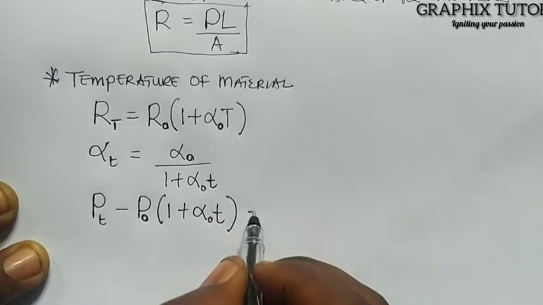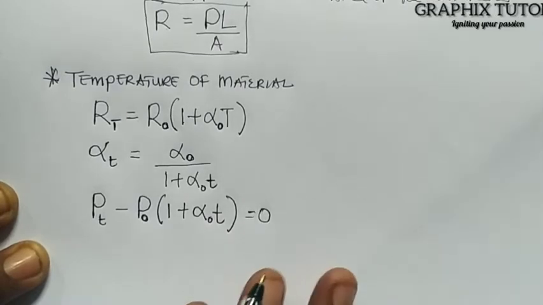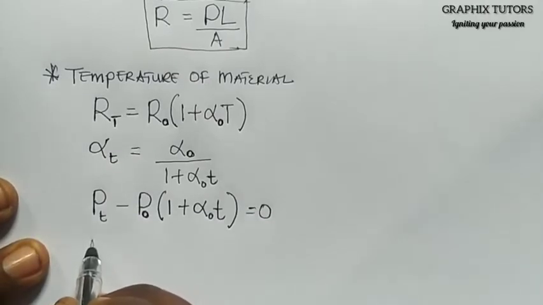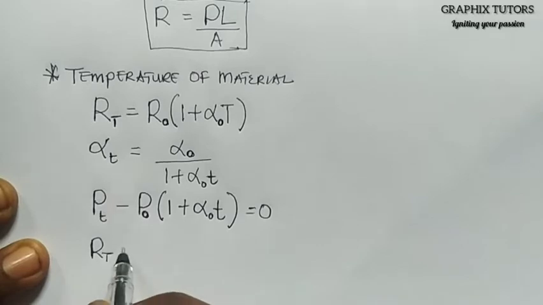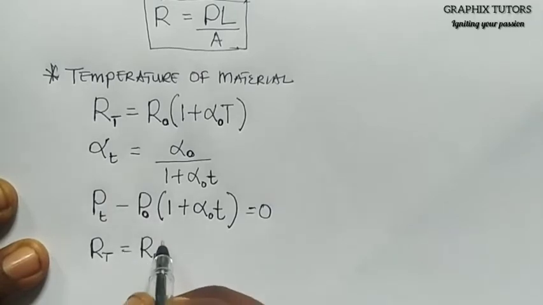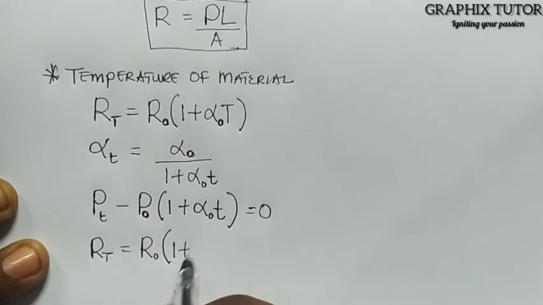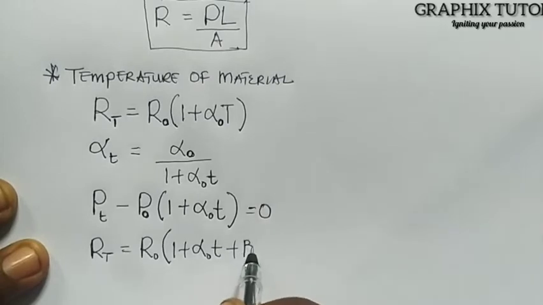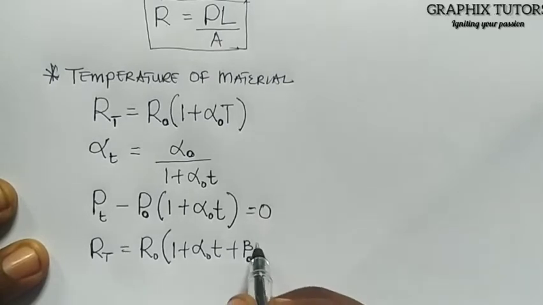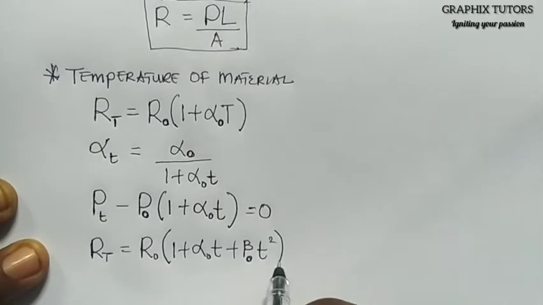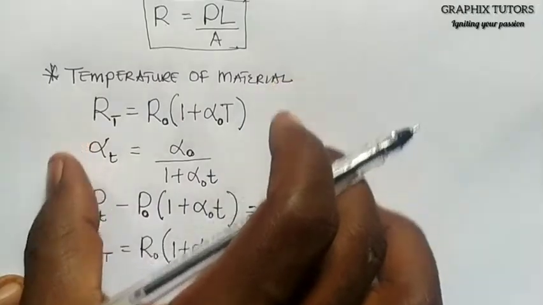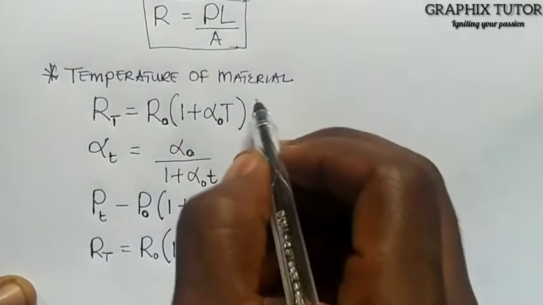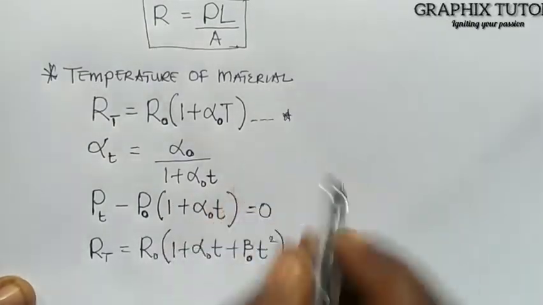So equals to what? Equals to 0. And last but not the least, we say that my resistance at a particular temperature is equal to the resistance at 0 degree times bracket 1 plus alpha at 0 degree T plus beta at 0 degree T square. That's what we're having here. So these are the things you need to know on the temperature of the material. We'll solve some calculations in this to see how we are going to apply these formulas.